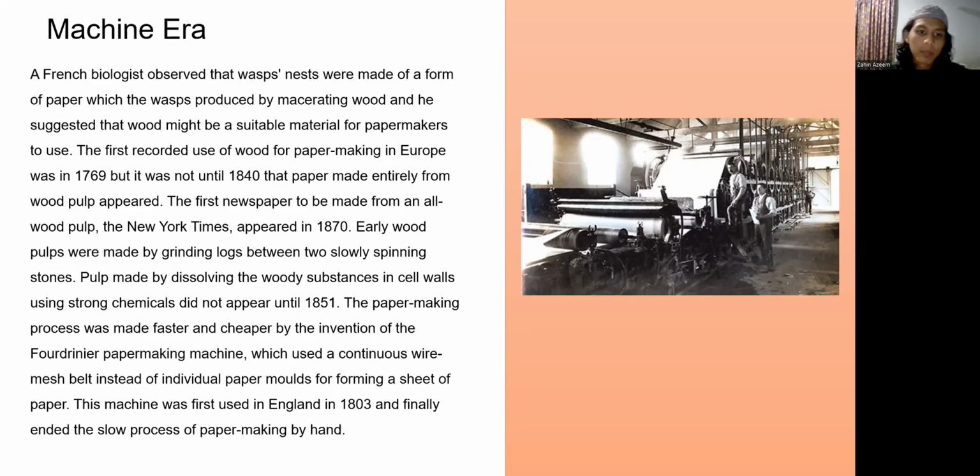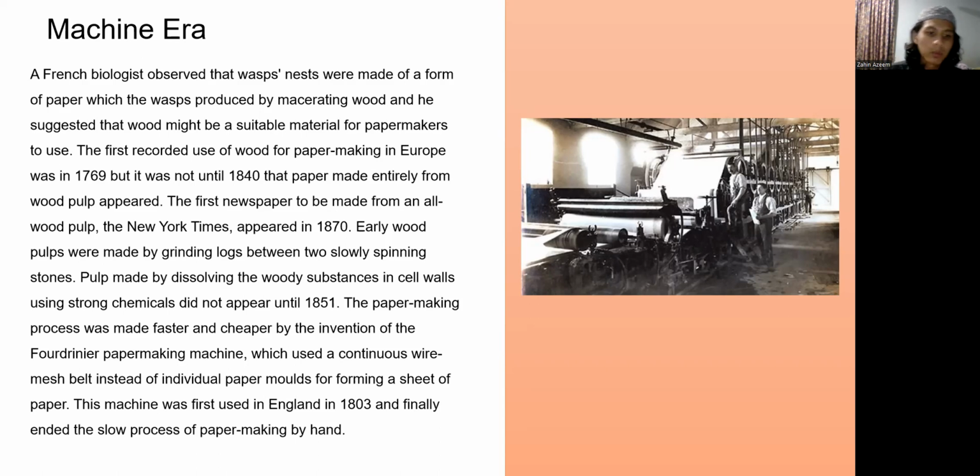The first newspaper to be made from wood pulp, the New York Times, appeared in 1870. Early wood pulp was made by grinding logs between two slowly spinning stones. Pulp made by dissolving the woody substances in cell walls using strong chemicals did not appear until 1851.